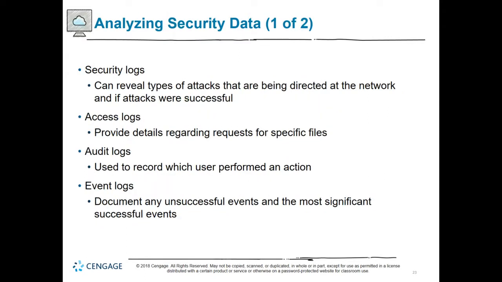Security data needs to be analyzed. We've got a couple of ways we could do this. We've got security logs. Security logs reveal what types of attacks are being directed at the network and also if the attacks were successful. We also have access logs. They provide details regarding requests for specific files. Audit logs are used to record which user performed an action. And event logs document any unsuccessful events and the most significant successful events.